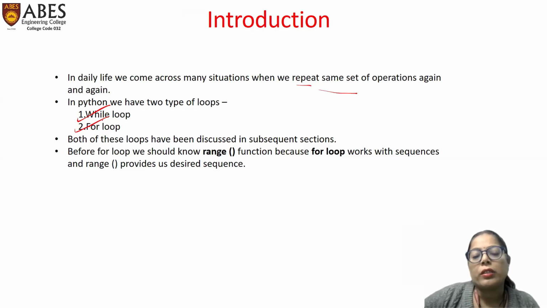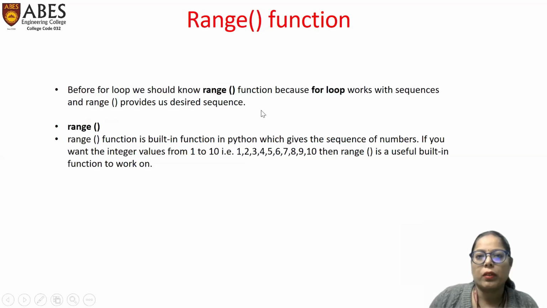In order to understand the for loop better in Python, we must know about the range function. We will see what the range function is, what its syntax is, and how it works. The range function works with the for loop for sequences. It provides you the desired sequence. Like you can see here how we write the range function: range, and then parenthesis.